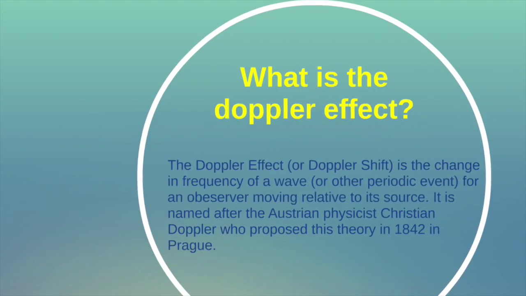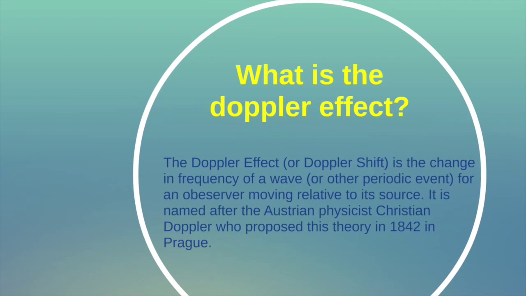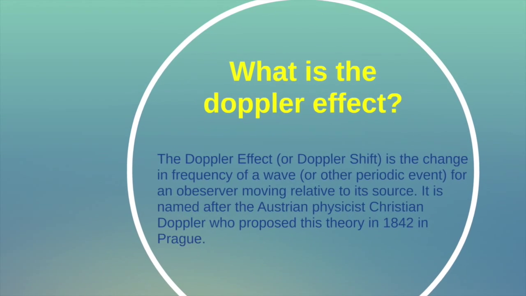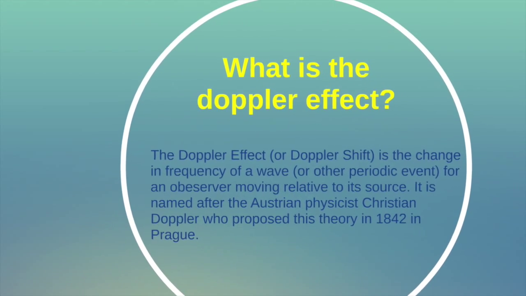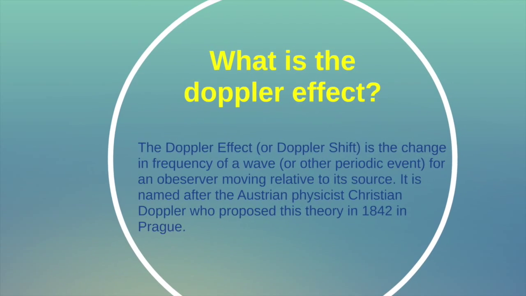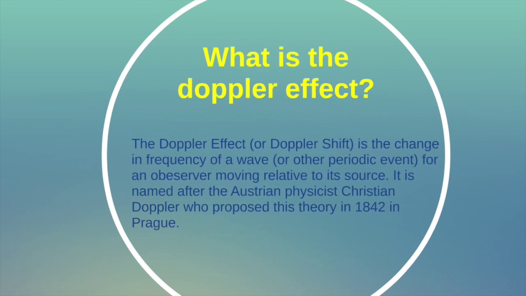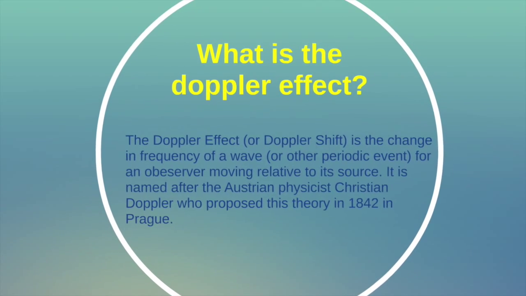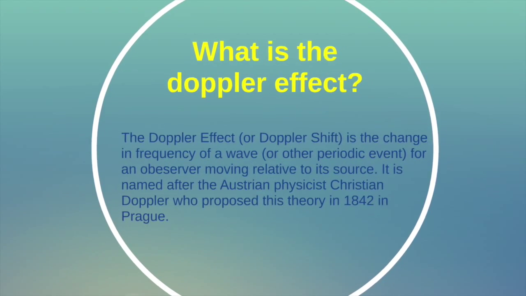What is the Doppler effect? The Doppler effect, or Doppler shift, is a change in frequency of a wave or other periodic event for an observer moving relative to its source. It is named after the astrophysicist Christian Doppler, who proposed it in 1842 in Prague.